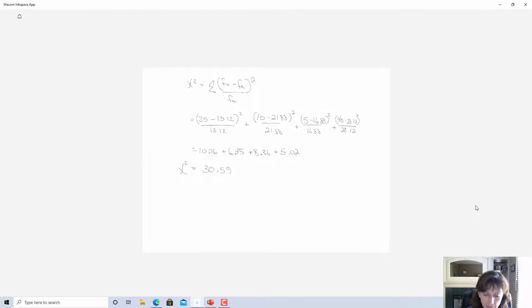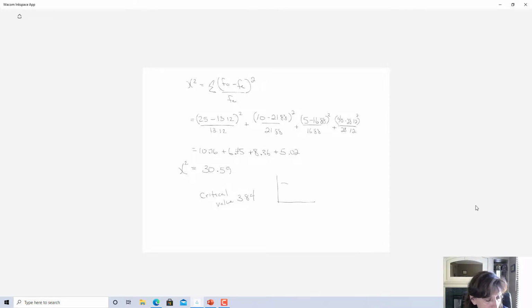30.59. And if you recall, our critical value, when we looked this up in the table, was 3.84. Okay, because my chi-square is bigger than my critical value, my 30.59 is much bigger than my critical value of 3.84, I can reject my null hypothesis.